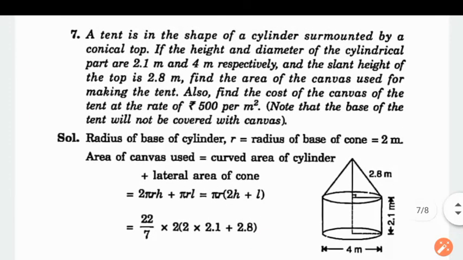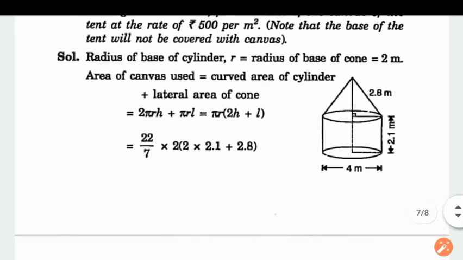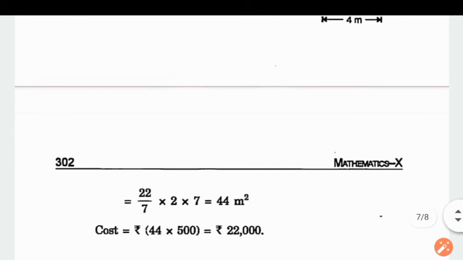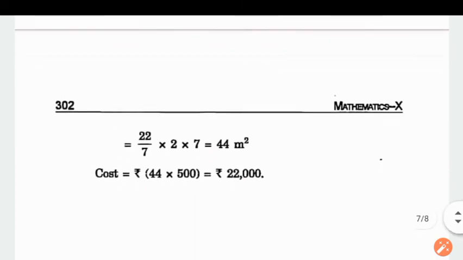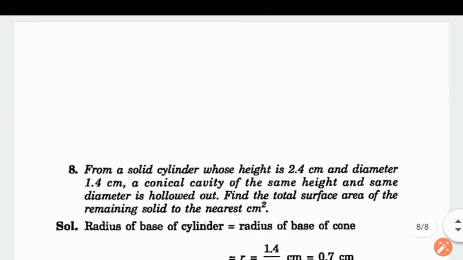Now, what is the next part of this question? Also find the cost of the canvas of the tent at the rate of 500 per meter square. So for 1 meter square, the cost is 500. So we are required to find the cost of the canvas. What is the total area the canvas will cover? The total area it will cover is 44 meter square. So for 1 meter square, the price is 500. So what will be the price for 44 meter square? 44 into 500, 22,000.